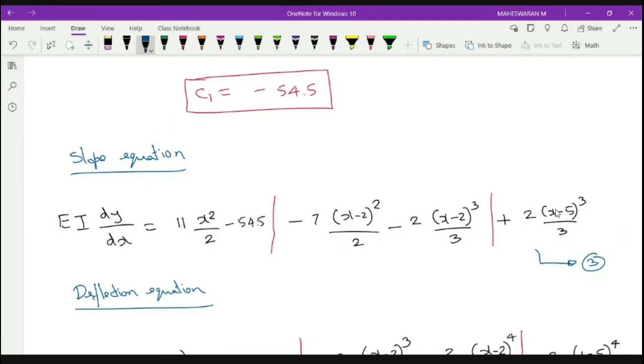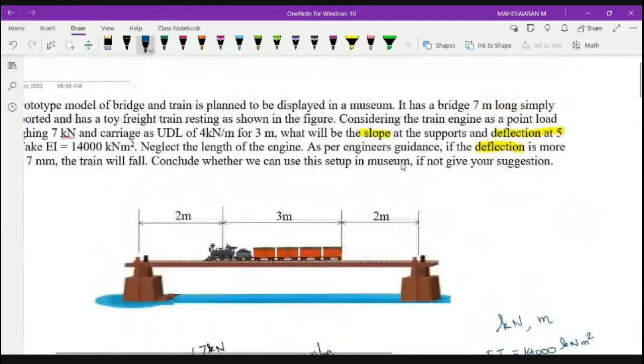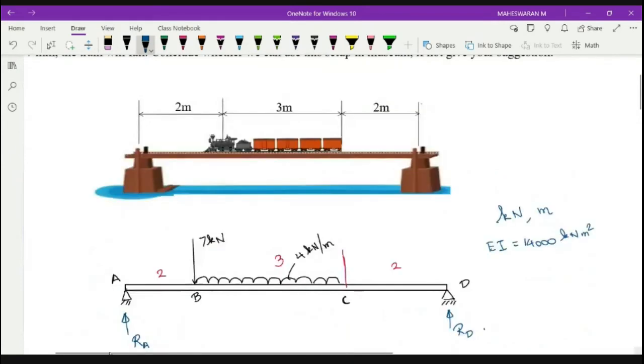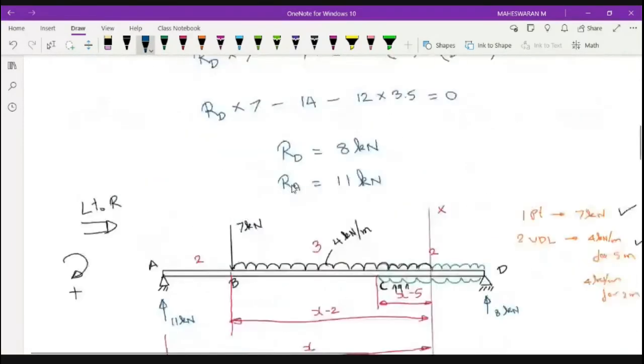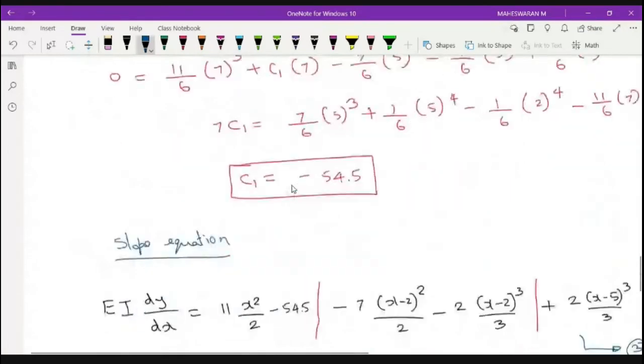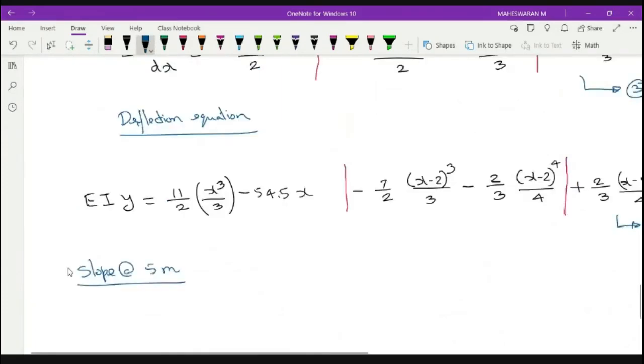Okay, so now let us go to the question, what they are asking. We will solve one by one. First one, they're asking you to identify what is the slope and deflection at what location? At 5 meter. They're asking slope and deflection at 5 meter. So which means I have to identify what is the slope at 5 meter and what is the deflection at 5 meter. So first, slope at 5 meter.